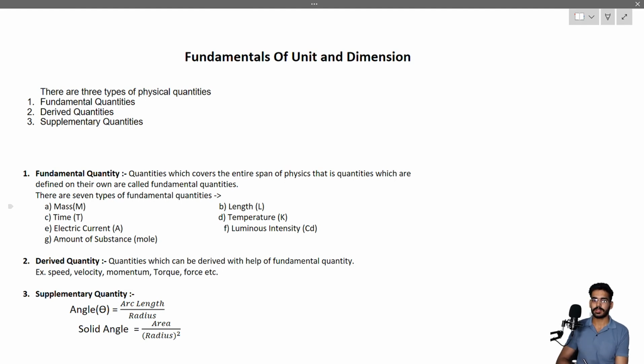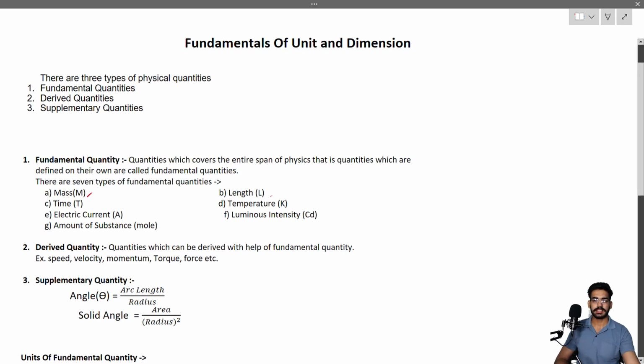So what are the fundamental quantities? Mass, length, time, temperature, electric current, luminous intensity. You're gonna understand these later on, whenever they come again, don't worry. And amount of substance, like the number of particles, that we take in mole. Next thing is derived quantities.